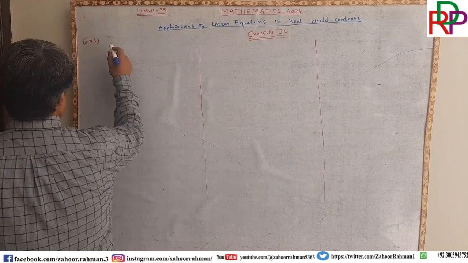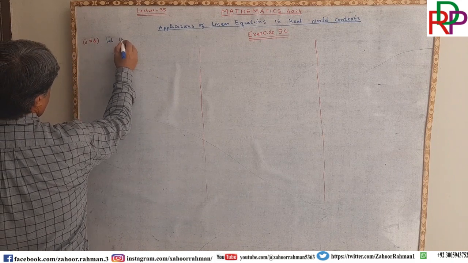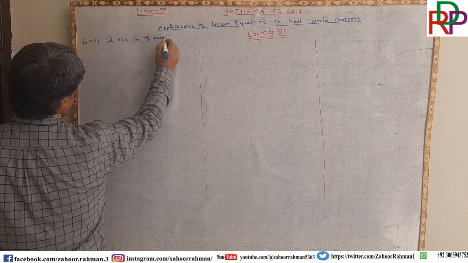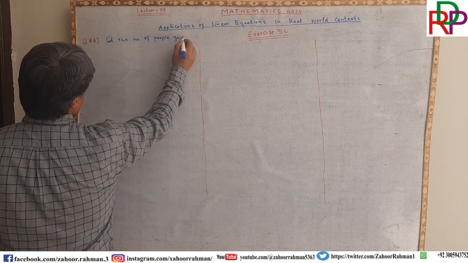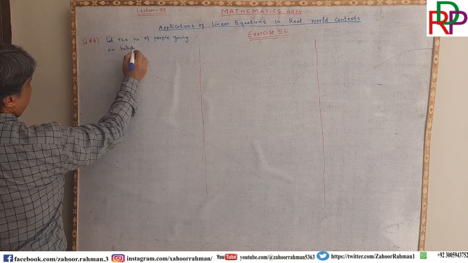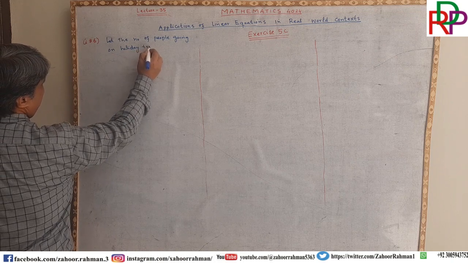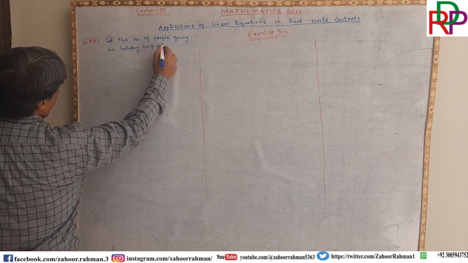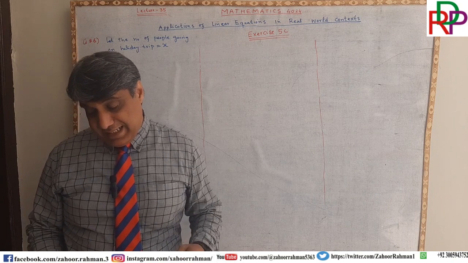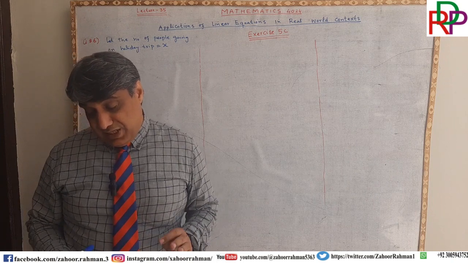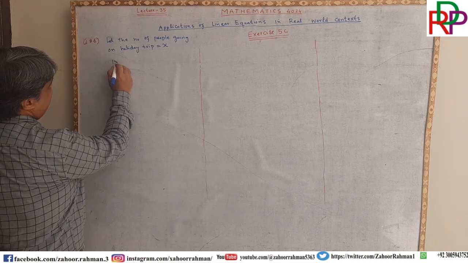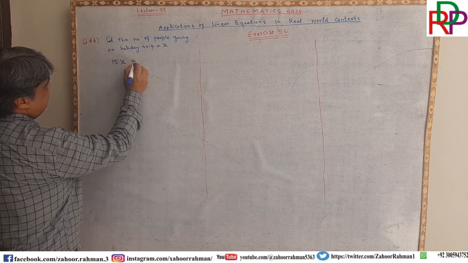Let me first write, let the number of people going on holiday trip is equal to x. Now the first one is saying that if Maya Express charges $15 for each person, so it means that it will be 15x.